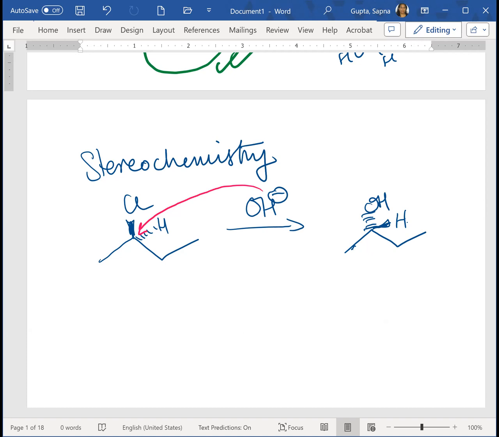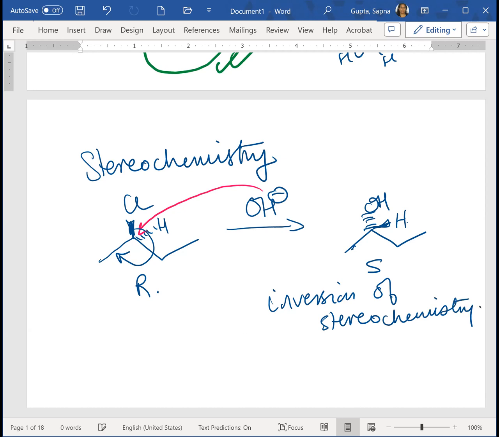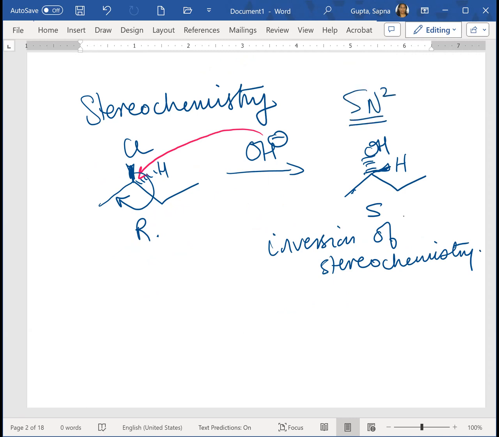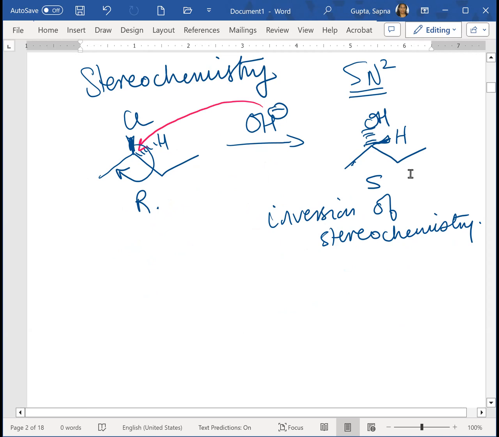So what happened over here now? You went from something that was R to something that is now S. So this is called inversion of stereochemistry. This is something that happens all the time when you do an Sn2 reaction. Okay, so this is only for Sn2 that you will see an inversion of stereochemistry. And this is something we have to pay attention to now. So you start with R, you get S. If we had started with S, we will get R.